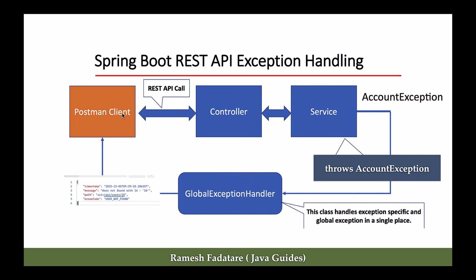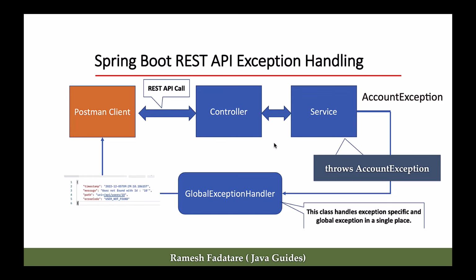Whenever the client sends a request, the controller will handle that request and send it to the service. In the service, we basically write the logic to validate the request. First we'll check whether the account with the given ID exists in the database or not. If it does not exist, then we throw an account exception. Once we throw the account exception, we have to handle that exception, prepare the error response for it, and send that error response back to the client, right?